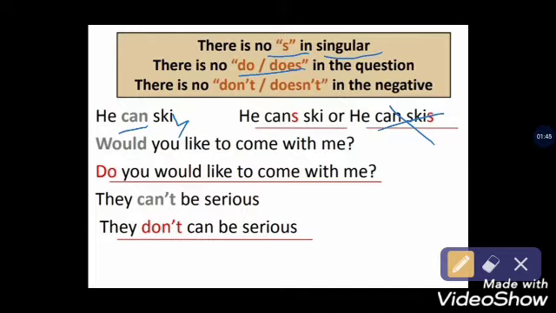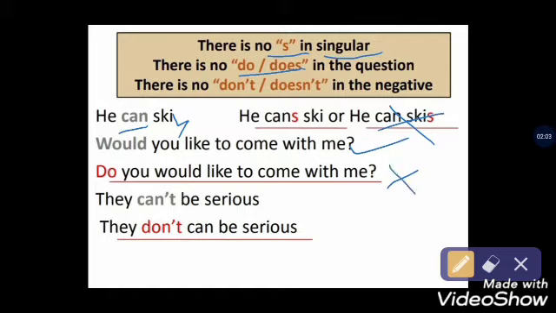And also there is no do or does in the question, okay? For example, would you like to come with me? That's the right one, but do you would like to come with me? That is so odd to listen to, and that's also wrong.